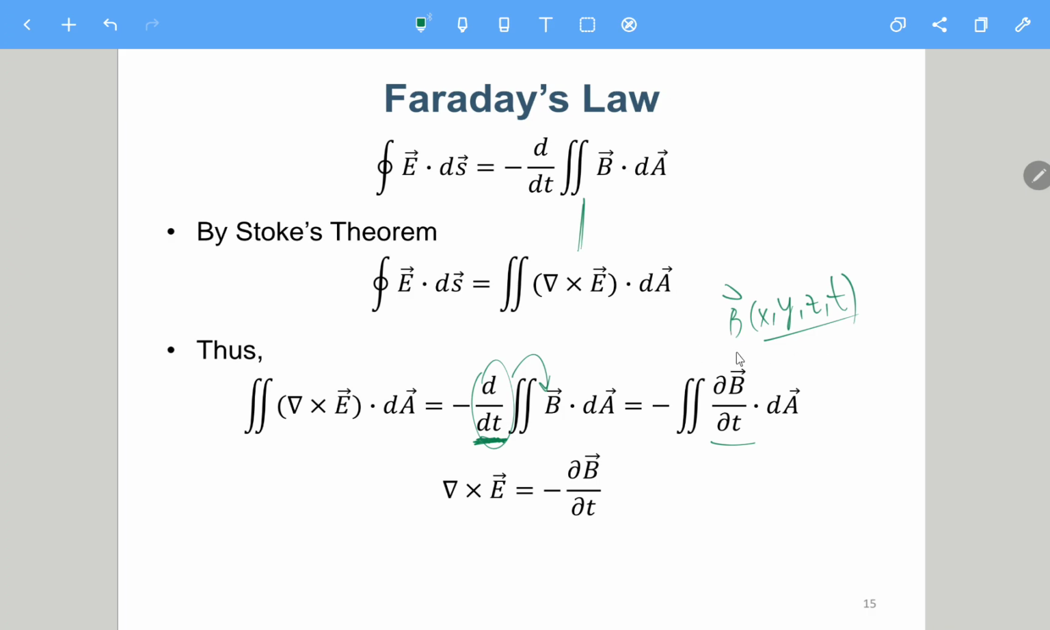Actually, you can see this is the double integral, the surface integral, and this is also the surface integral for the same area. Similar to the previous argument, we can cancel the integration sign, because this surface integral is true for arbitrary surface. So the integrands should be the same. Finally, we have curl of E equals negative partial B partial t. So this is for Faraday's law.